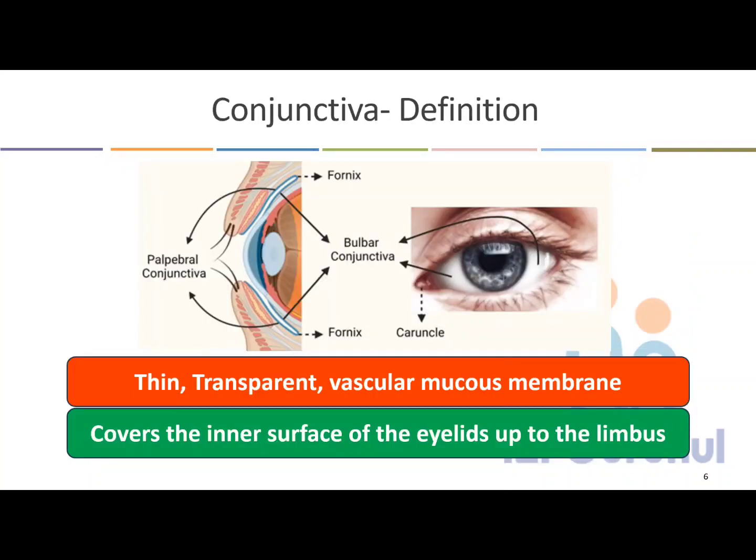Coming to the definition of the conjunctiva, conjunctiva is a thin, transparent, vascular mucous membrane that covers the inner surface of the eyelids and is reflected over the anterior part of the eyeball up to the limbus. The point where the cornea and the conjunctiva meet, or the junction between the cornea and the sclera, is called the limbus.